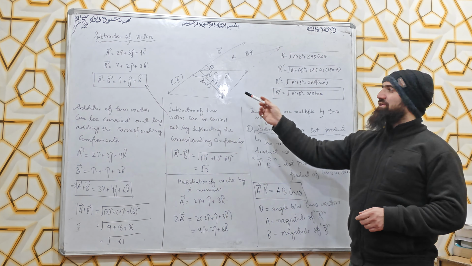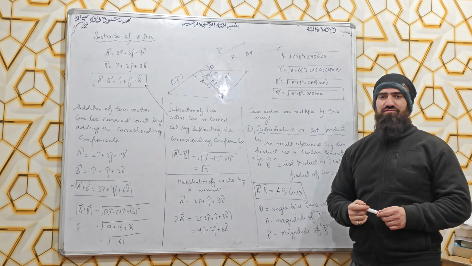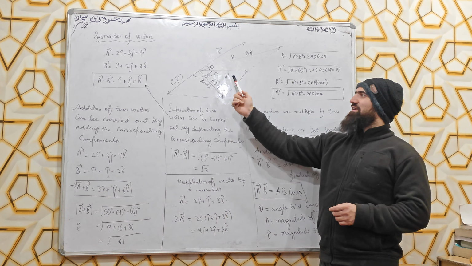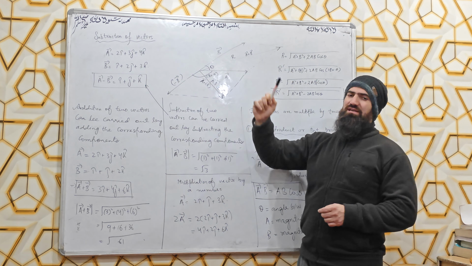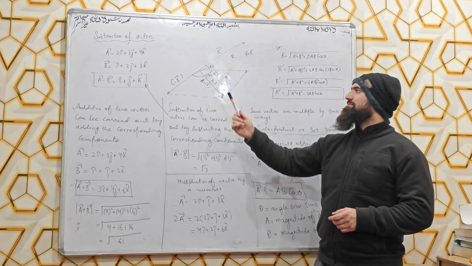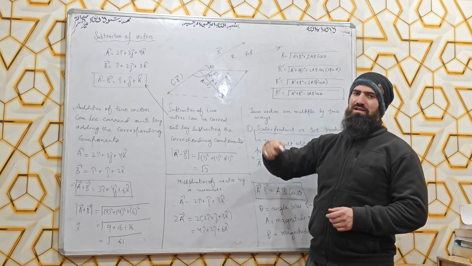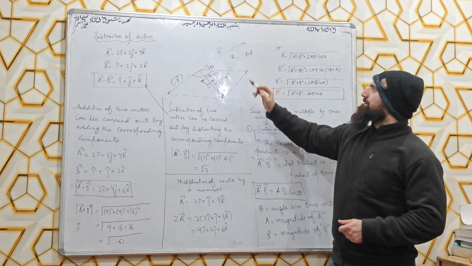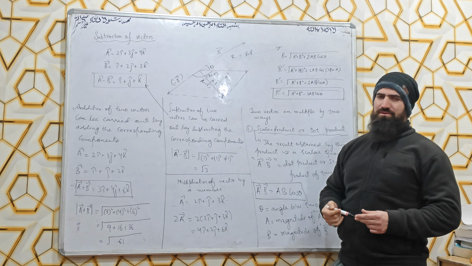Then we have got the pictorial representation of the addition of vectors and the subtraction of vectors. In addition of vectors, if we have a vector a and we have other vector b, then using parallelogram law of vectors, the sum of two vectors will be equal to the diagonal of the parallelogram if completed. So this r will be equal to a plus b, and this can be obtained as follows.